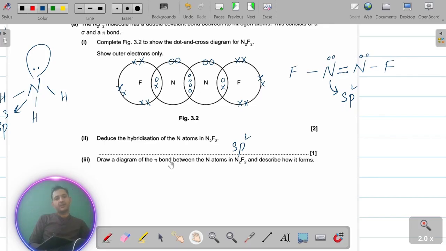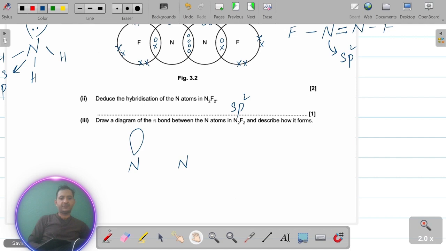Okay. Draw a diagram of the pi bond between the nitrogen atoms in N2F2 and describe how it forms. So now we are making a pi bond. We know when we have this one nitrogen and this other nitrogen, a pi bond is formed by side to side overlapping. We can even see a parallel overlapping of these orbitals. So it is making this a pi bond. Okay, side to side overlapping is there.